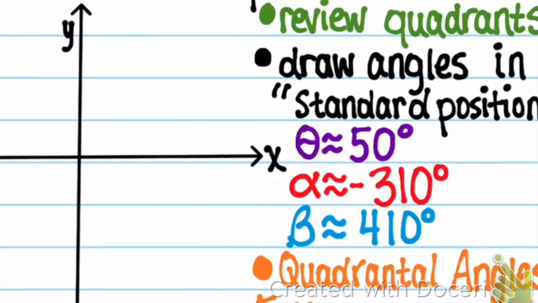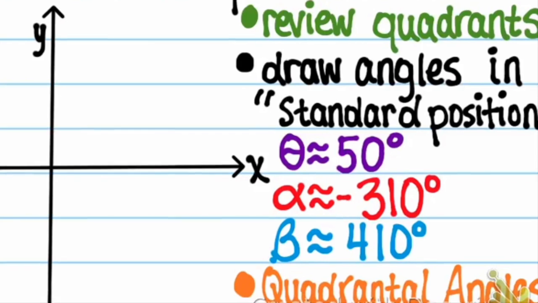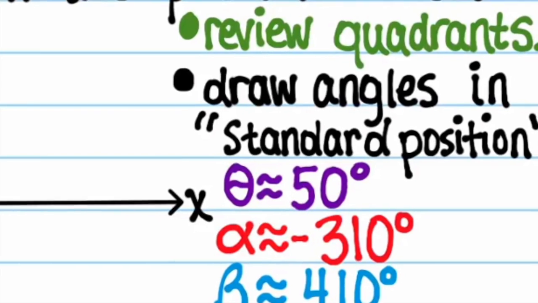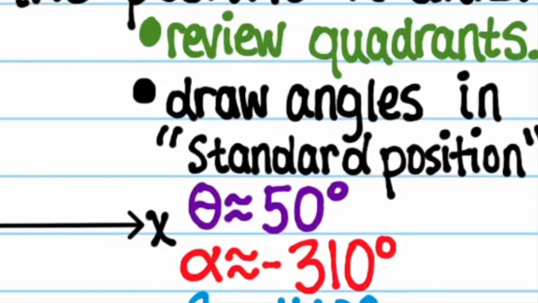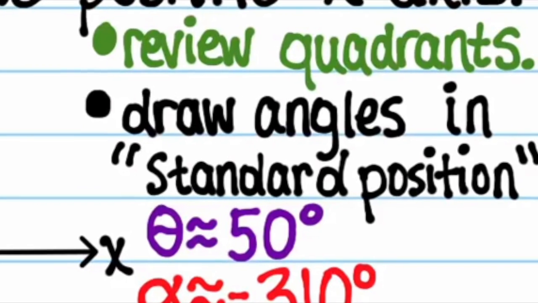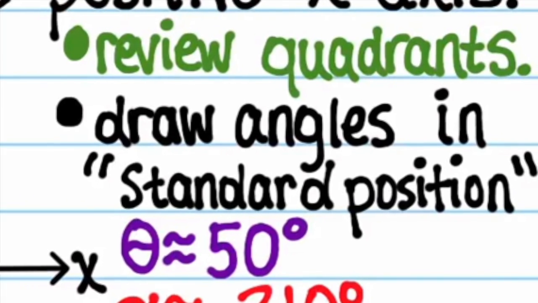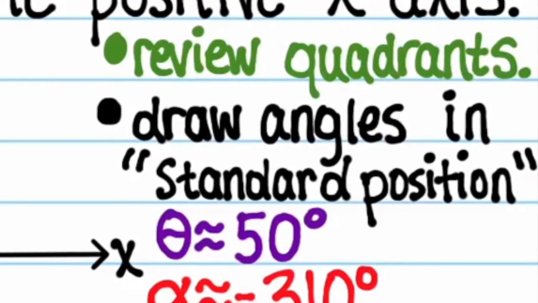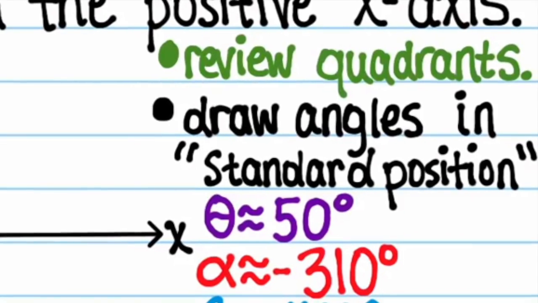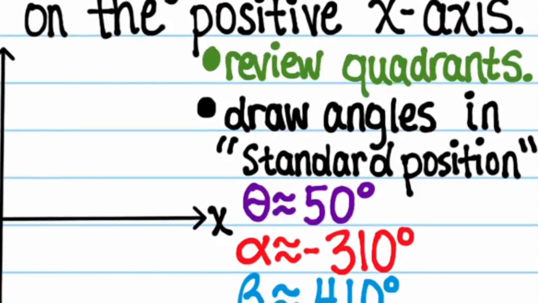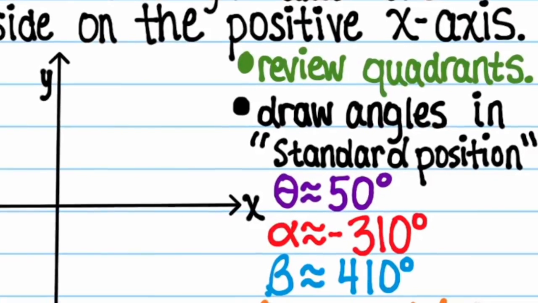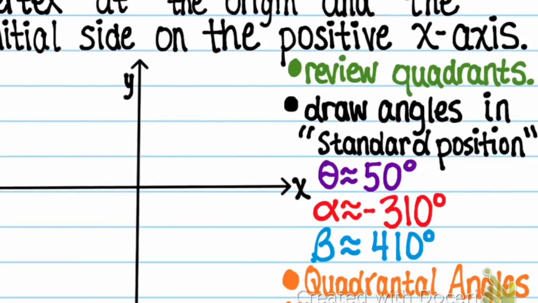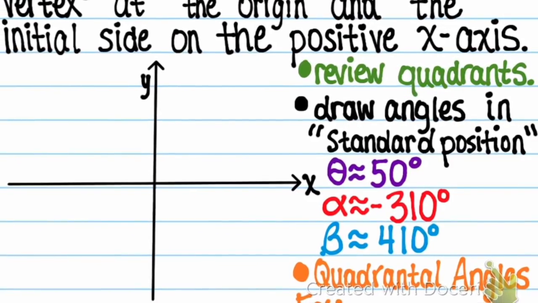Now, before we can practice really drawing angles in this so-called standard position we're about to speak about, we should take a few seconds to review the quadrants, because if you don't know what number each quadrant is, you really won't be able to describe where an angle terminates. An angle terminates in the quadrant or on the axis where the terminal side lands. So if your terminal side lands in quadrant 2, you need to be able to say so. If your terminal side lands on the negative y-axis, you need to be able to say so.